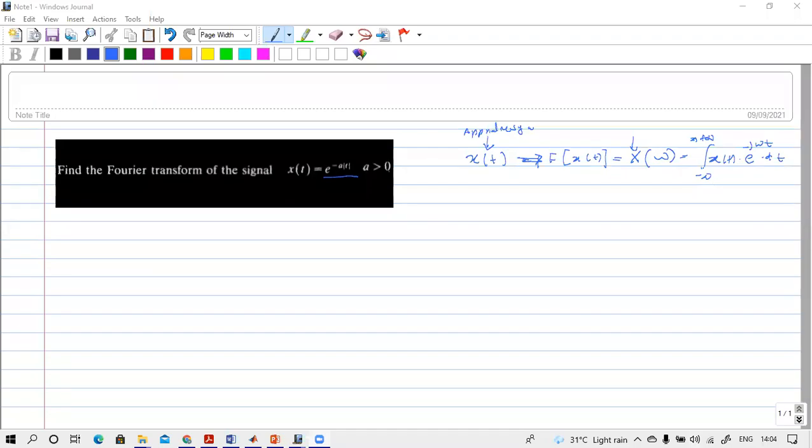Apply these limits to the integration, and we will have a function with omega, no? We will have a function with omega. So if we look at the surface, you can see that first this signal is in t, the independent variable is t, then we convert it to the function with the independent variable omega. So this omega is angular frequency.